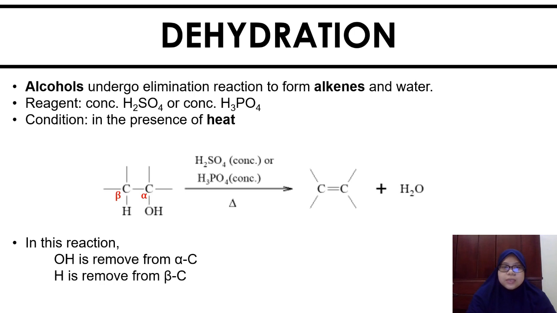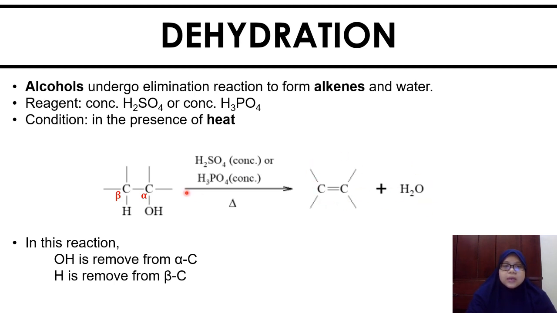So the reagent used in this reaction is concentrated sulfuric acid or concentrated phosphoric acid, and the condition is in the presence of heat. So in this example, you see here is the alcohol. Okay, this one is alcohol. It will undergo elimination reaction by using either concentrated sulfuric acid or concentrated phosphoric acid, and in the presence of heat, it will produce alkenes and water.